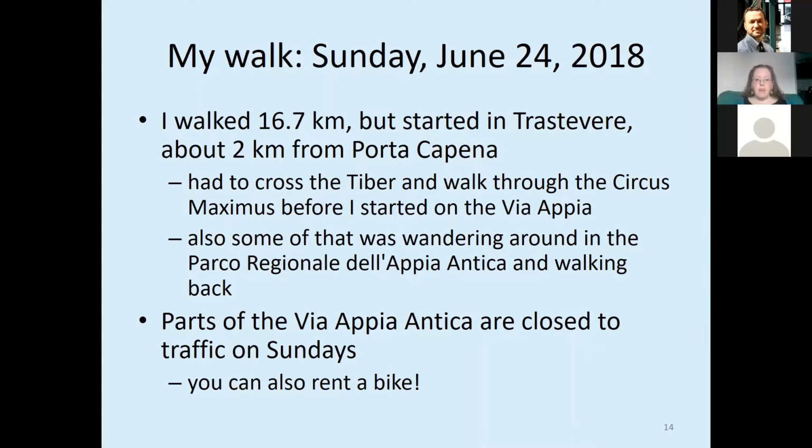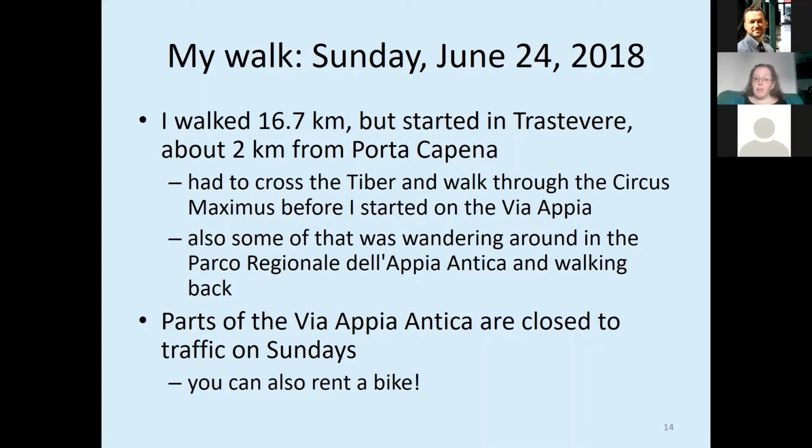As I say on the slide here, I did walk 16.7 kilometers, but that wasn't technically all on the Via Appia because I started about 2 kilometers from the Porta Capena. And I had to cross the Tiber and walk through the Circus Maximus before I started on the Via Appia. Also, some of my 16.7 kilometers was kind of wandering around in a park, more on that later.